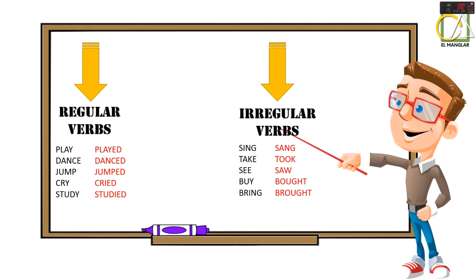When do we know that a verb is regular or irregular? There is no way to know them rather than learning them. You have to memorize them if you want to know when to write a regular and irregular verb. You have to learn a list of this kind of verbs.